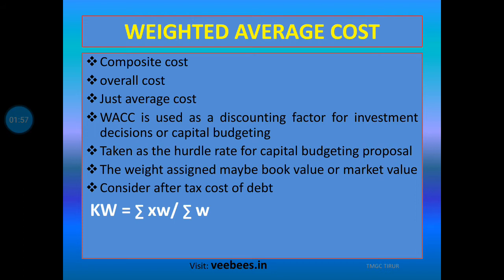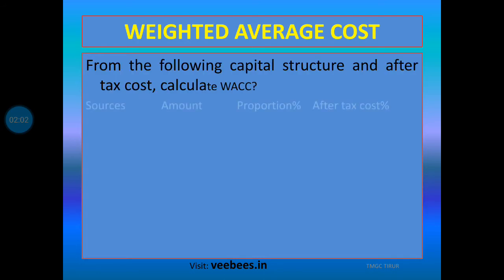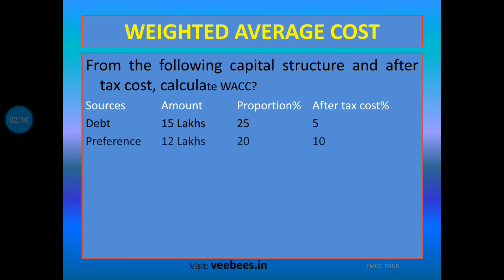Let us examine how to calculate weighted average cost of capital. This is an example. Following is the capital structure and after tax cost. Calculate weighted average cost. We have different sources: debt, preference, equity, and retained earnings. These are the four sources of capital for a company. Amounts and proportions are given. If proportions are not given, then we have to calculate the proportion based on the total amount. Then after tax cost is given.